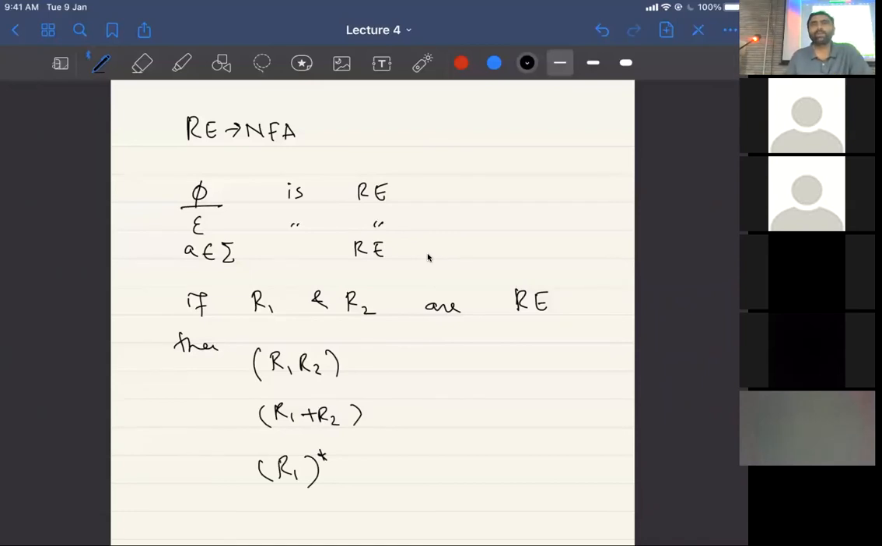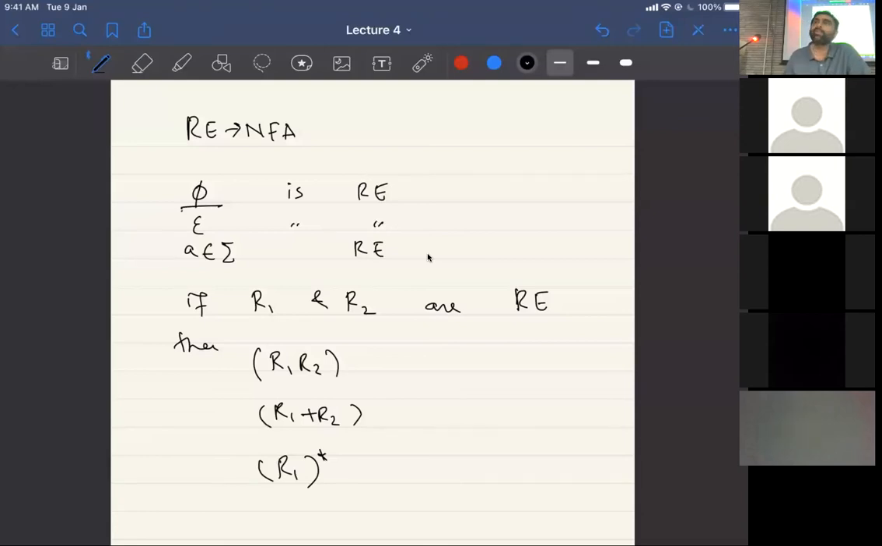Since a language is a set of strings, a set can contain one string, two strings, or infinitely many. It may also contain zero strings. If there is no string in the language, the language is empty, and that is represented using the empty set notation. So that is also a regular expression. A regular expression could also just be the empty string itself, meaning the language contains just one string, the empty string. And the rest of the things we already have done.